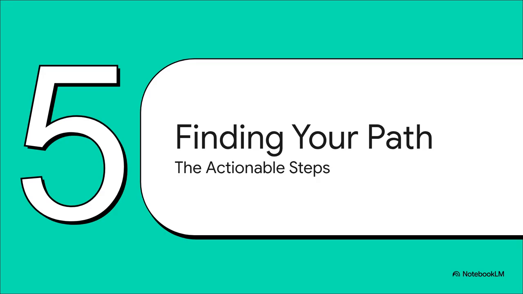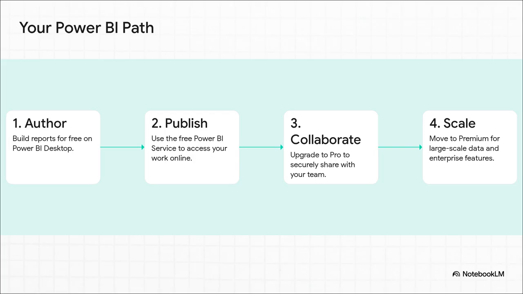So we've walked through the candy store, we've looked at all the options, and we've built our decision map. Let's just put it all together one last time into a single, clear path you can follow. This is it. This is your path to Power BI, boiled down to 4 simple steps. 1. You author. You build your reports for free on Power BI Desktop. 2. You publish. You send your work to the free Power BI service so you can see it online. 3. You collaborate. When you're ready to share with your team, you upgrade to Pro. And 4. You scale. When the whole company needs that enterprise power, you move to Premium. Author, publish, collaborate, scale. It's that easy.